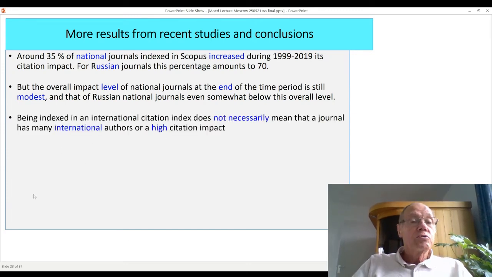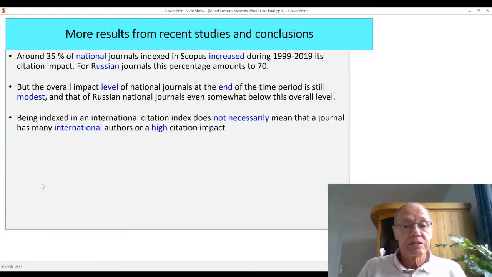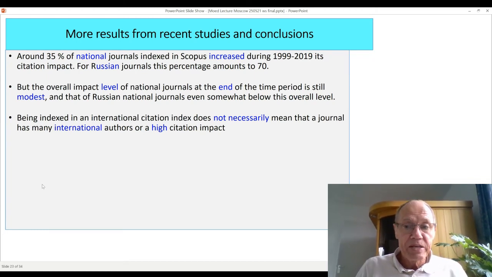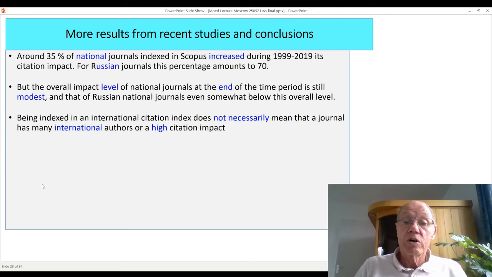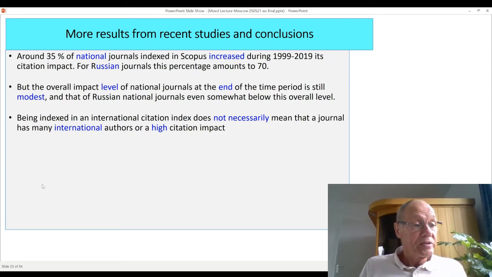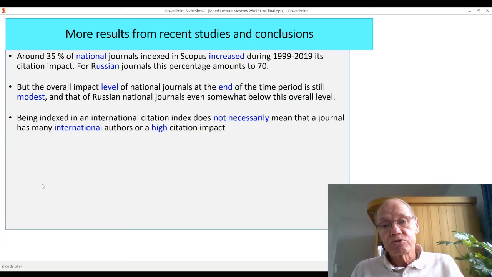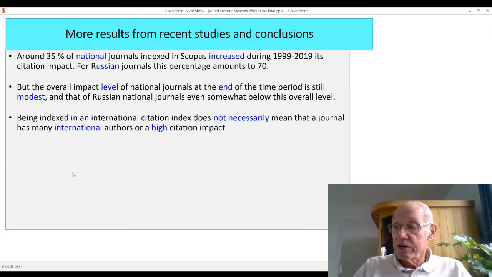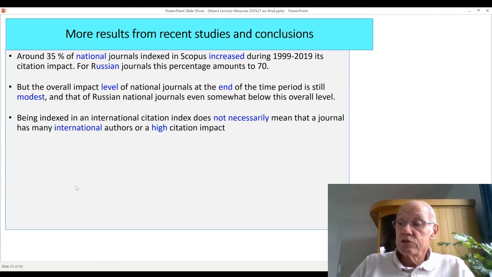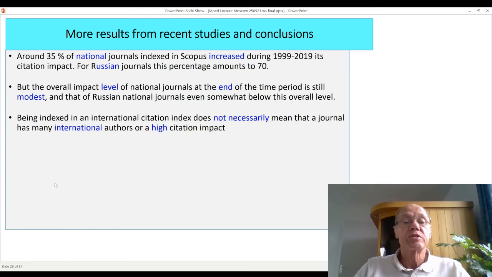We should also note that being indexed in an international citation index does not necessarily mean that a journal has many international authors or a high citation impact. And this should be kept in mind when using publishing in journals indexed in international databases as a criterion of research performance of individuals or institutions in a particular country.